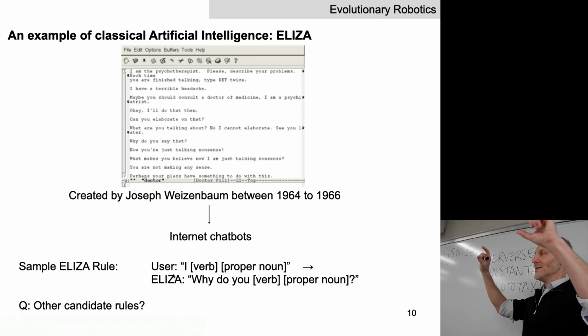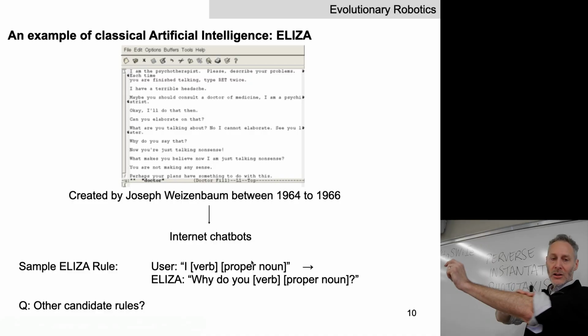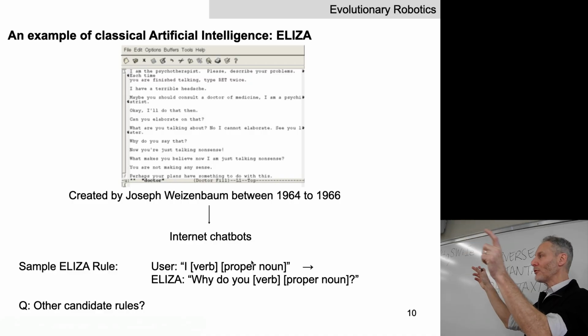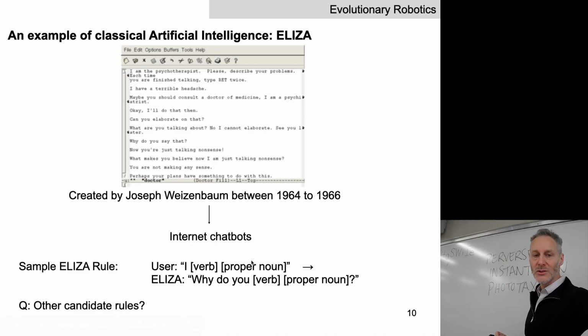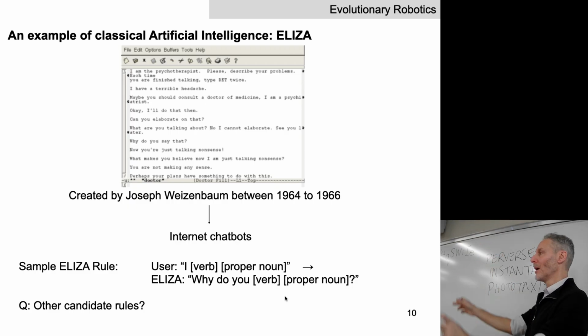ELIZA would parse the sentence, or the if-then-else computer program would look for a pronoun, verb, proper noun. "I feel terrible." And the then statement would say, if you see that pattern, write out "Why do you, verb, proper noun?" "Why do you feel terrible?" And tack on a question mark at the end. There were a few hundred of these kinds of templates or frames.